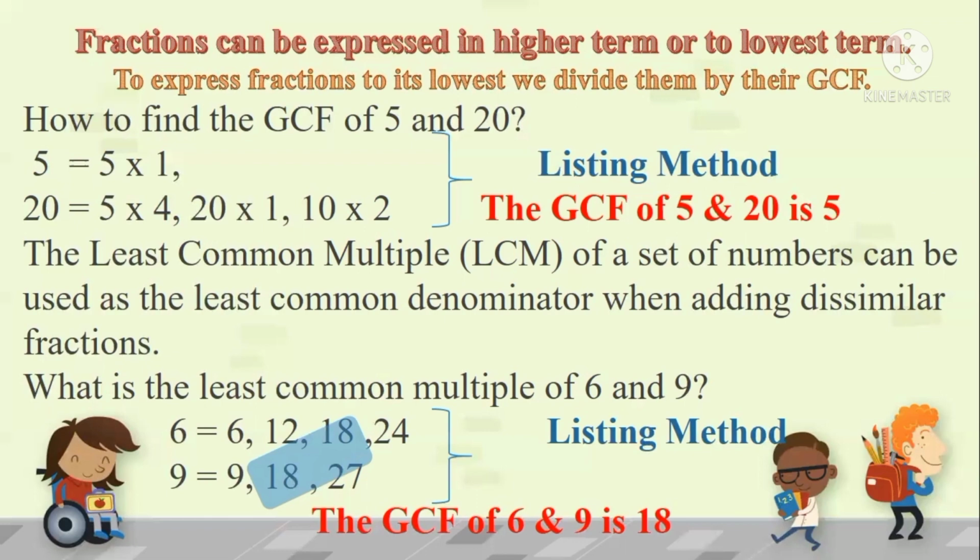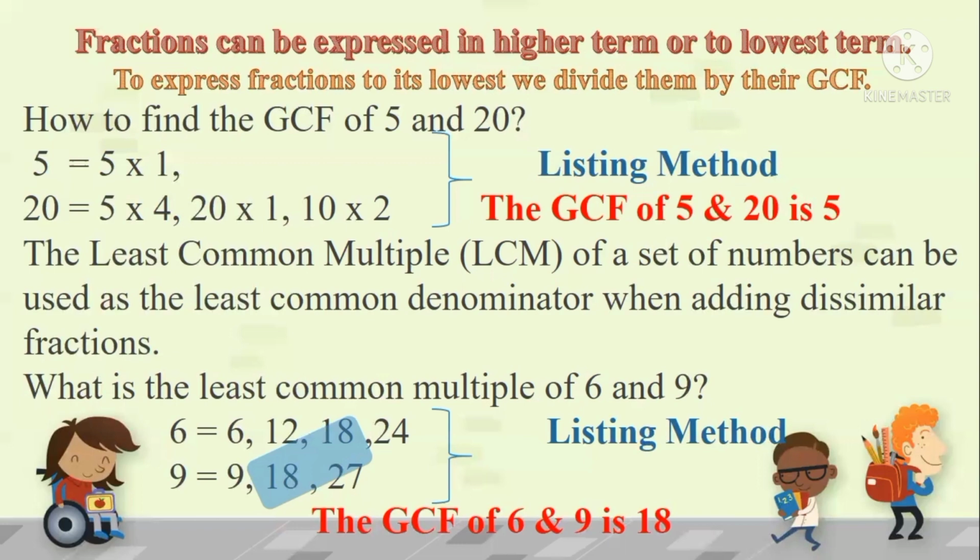Now, to determine the GCF, or the greatest common factor of 5 and 20, you are going to look at the list. So, the common factors of 5 and 20 are 5 and 1. But 1 is an exception to this. So, we are going to consider 5. So, the GCF of 5 and 20 is 5.